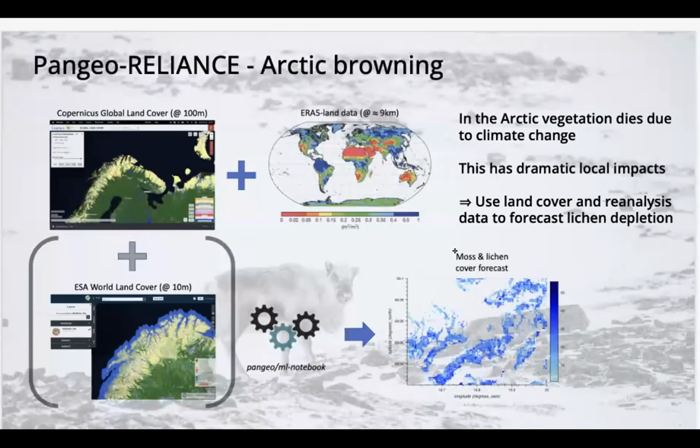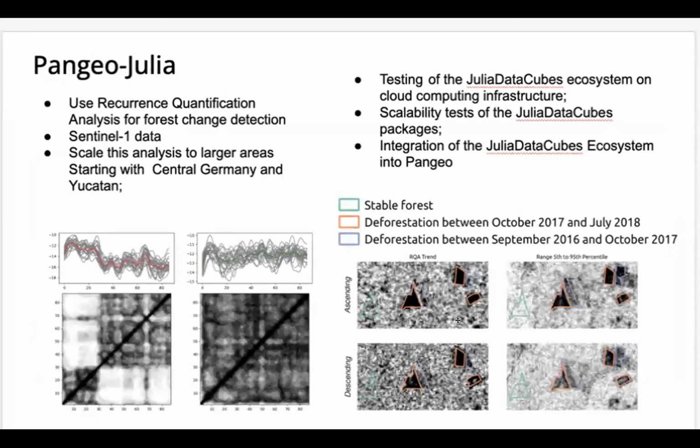This Pangeo Reliance use case is about Arctic greening, and it uses different types of data sets, like Copernicus Global Land Cover, ESA World Land Cover, and ERA5 land data. So this is not the ERA5 data we have seen before. Here we are aiming at using Pangeo ML, so machine learning, for deriving maps where we want to forecast the moss and lichen cover to see where we might have some loss of this type of vegetation. Sorry, this has not started yet.